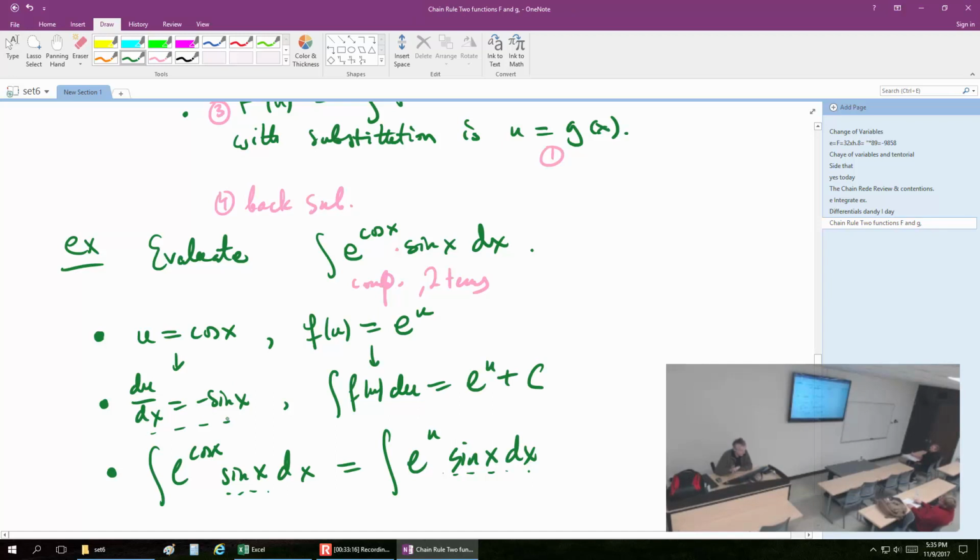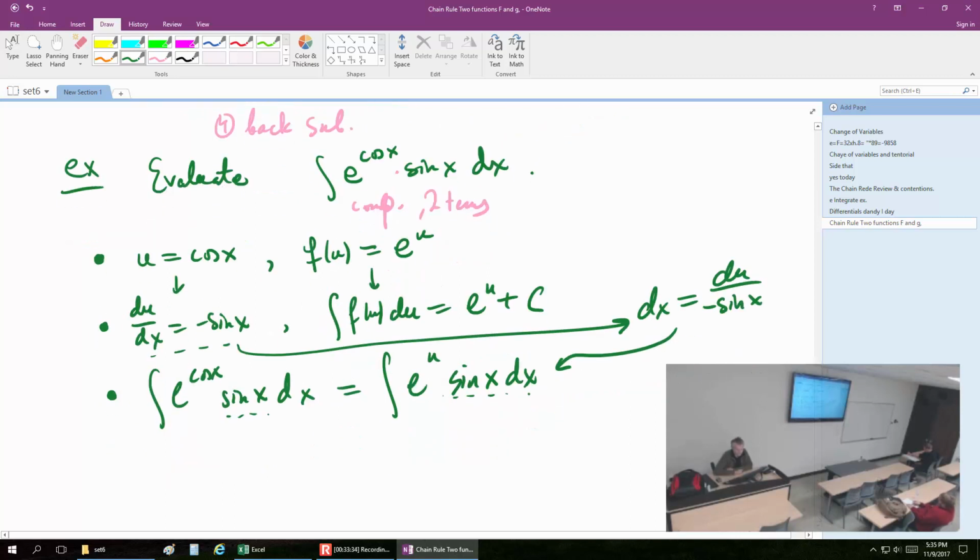We literally do the substitution. So we need to replace dx with something, and where does that something come from? dx is du over negative sine x. That is what I'm going to be substituting. So if I substitute, I have e to the u sine x du over negative sine x, and things cancel out.